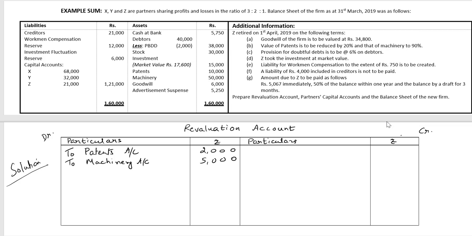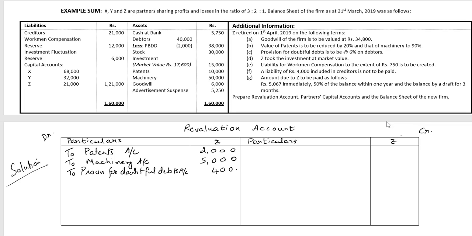Point C. Provision for doubtful debts is to be 6% on debtors. Original value of debtors is 40,000. 6% comes to Rs 2,400. Existing provision is 2,000. So I need to create 400 rupees more. 2,400 minus the existing provision 2,000. So to provision for doubtful debts account 400 rupees.